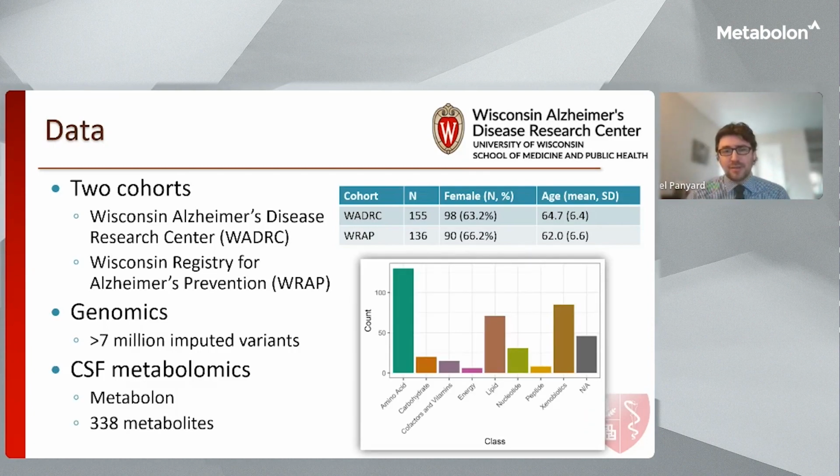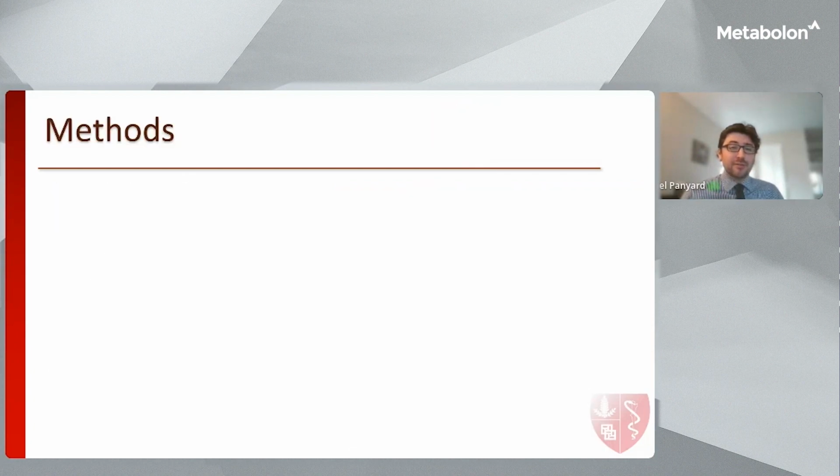And then we had also generated CSF metabolomics data using Metabolon's platform, that gave us information for 338 different metabolites. And you can see we captured a broad range of biology in this data set. You can see the molecular classes of the metabolites listed there, covering things from amino acids to lipids, xenobiotics, peptides, and so forth.